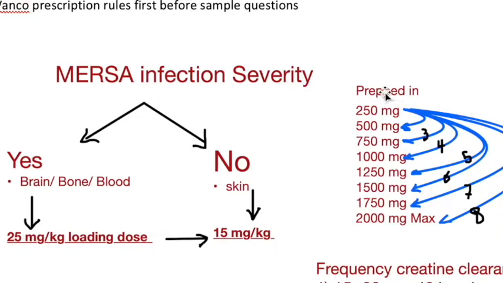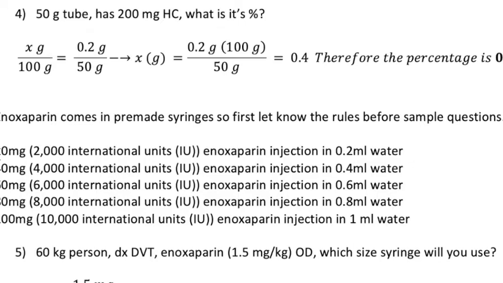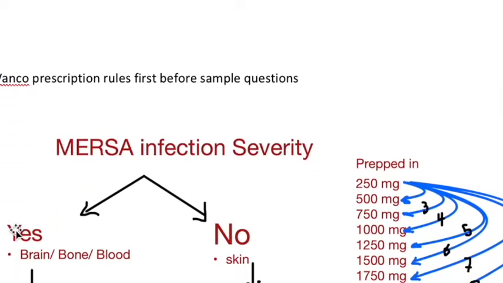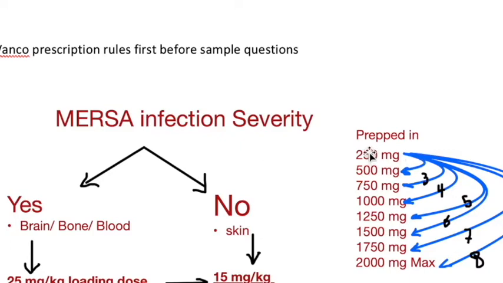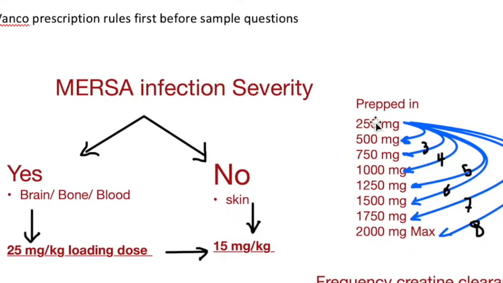Vancomycin. Now moving on to the prep. Remember how I told you about how enoxaparin comes in pre-made doses. So vancomycin also has proper dosages that are already available, so you want to make sure you know those. If you have time to memorize them, fine, memorize the entire order. It comes in these preparations. But I highly recommend you just remember 250, and that it's multiples of 250.